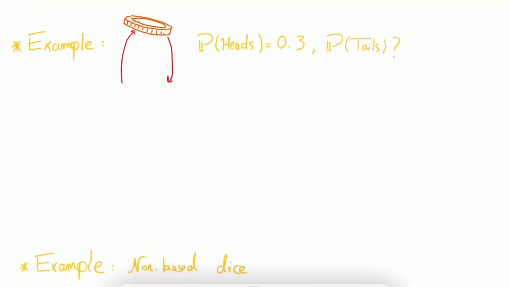So the first example here says that suppose we throw a coin, and suppose that when we throw a coin, the probability of observing heads is 0.3. And the question is asking us what the probability of tails is. Some of you might solve this problem in an instant. But for those of you who cannot, I'll just give you a few more seconds to think about it, and then I'll solve it myself.